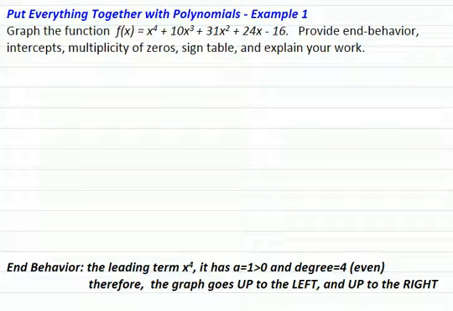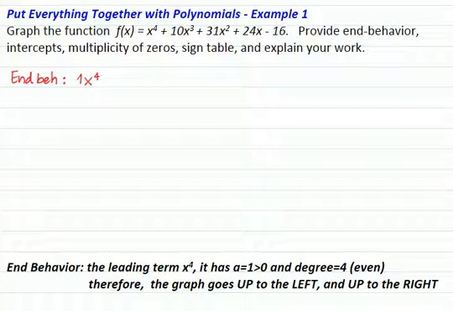This is a video on working with polynomials, and this will be our first example where we were given a polynomial function and we need to provide the end behavior, the intercepts, the multiplicity of zeros, the sign table, and graph it while we are explaining our work. So first, to find the end behavior, I'm going to look at the leading term. The leading term is 1x to the fourth.